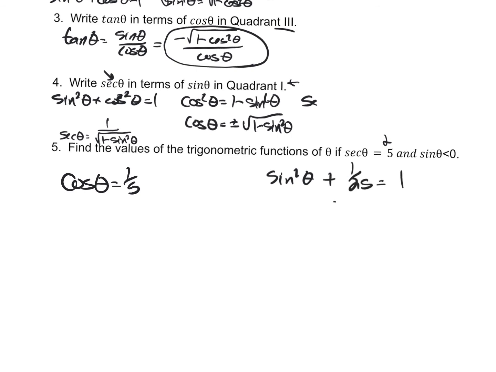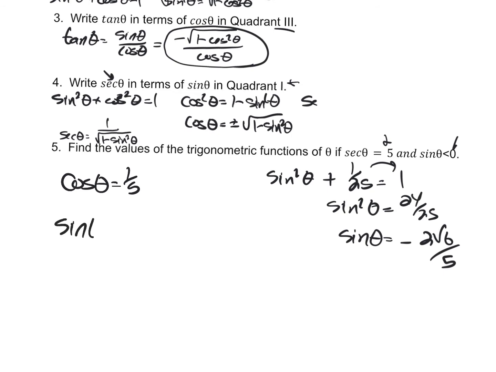That's going to equal 1. So sine squared would be, I'm going to take that over, 24/25, which means sine, it already tells me it's negative. So instead of putting plus or minus, I'm just going to put a negative. If you break down 24, you get 2√6. If you break down 25, you get 5. So there's my sine. Sine theta is negative 2√6 over 5.